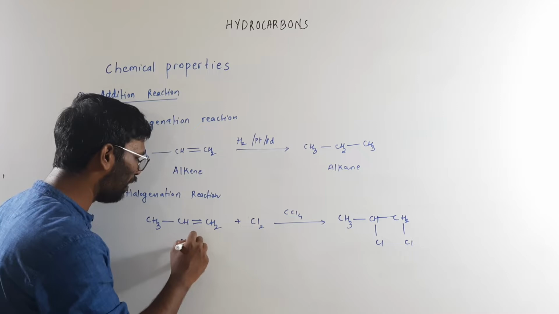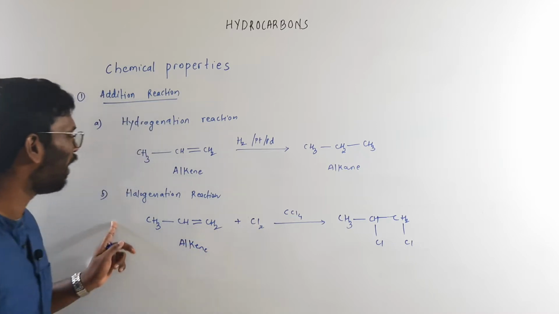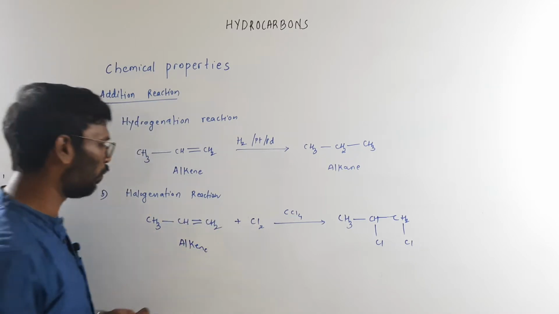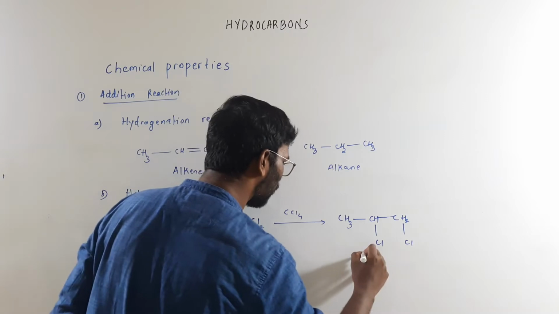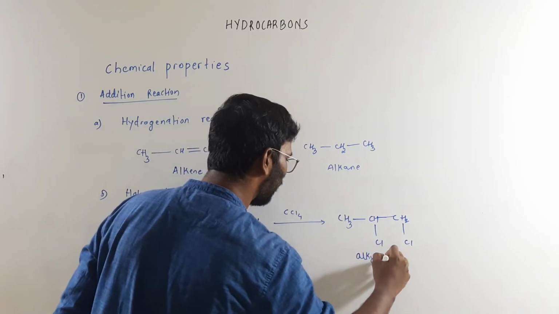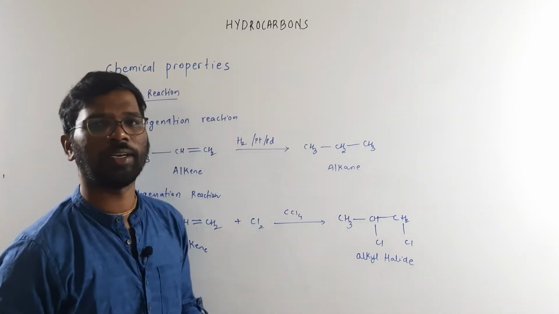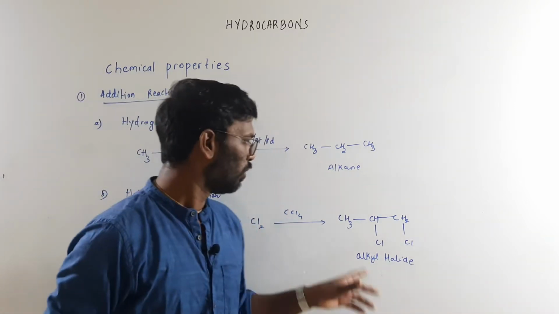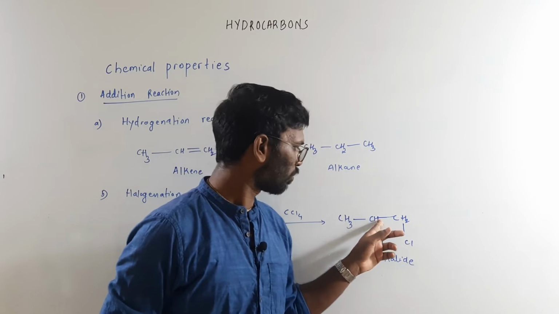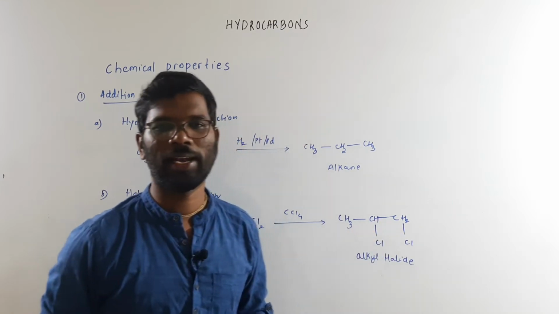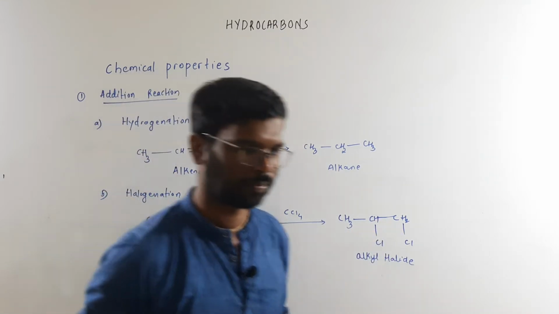This is your alkene, and if you do the halogenation, addition of the chlorine, what you will get is the alkyl halide, or in other words a haloalkane. So these are vicinal dihalides being formed over here.